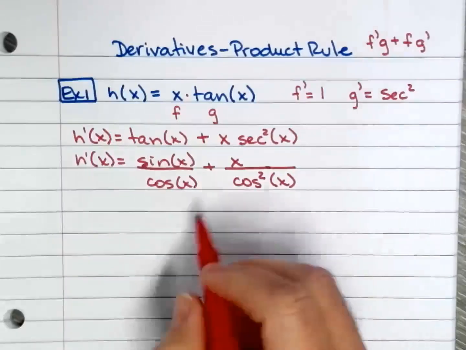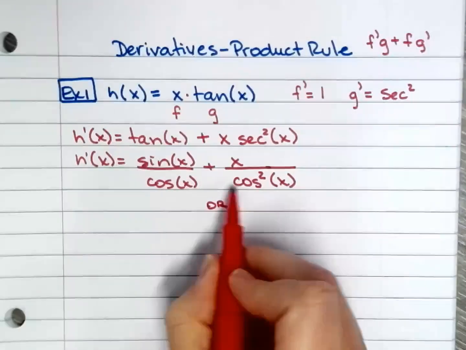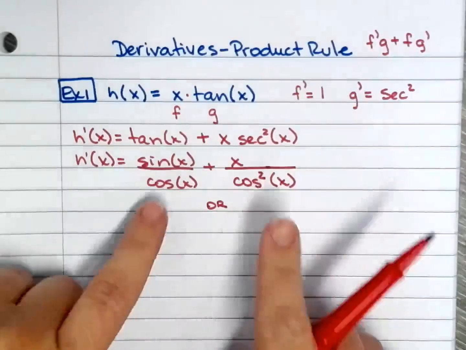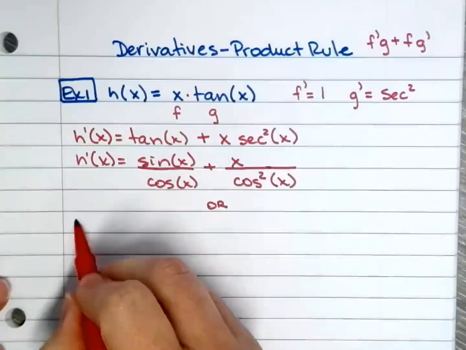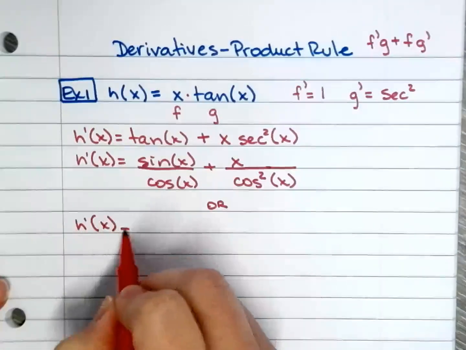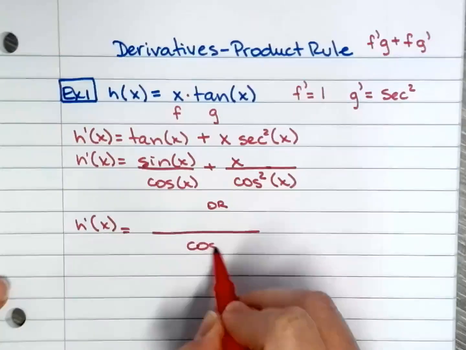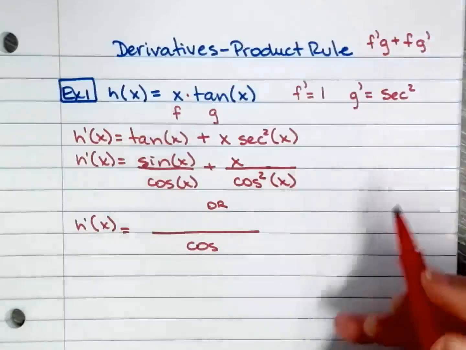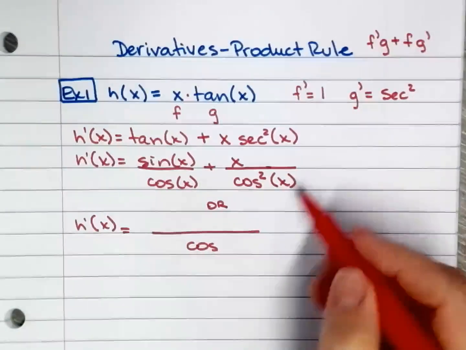You can leave your answer like this, or you can find the common denominator between cosine and cosine squared. This is fully simplified already. Okay, so this will give you full credit.